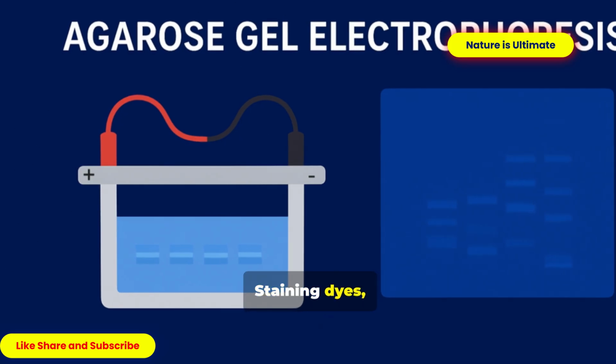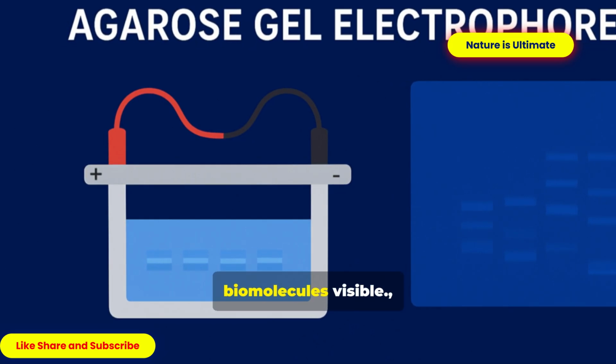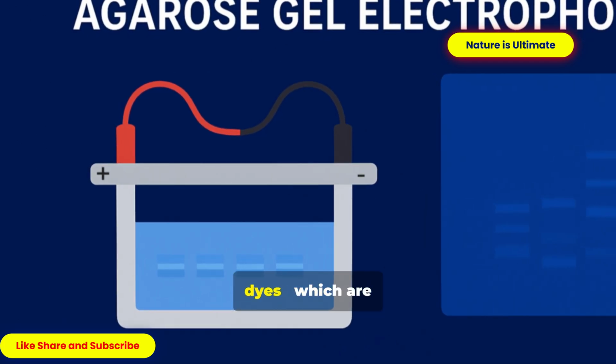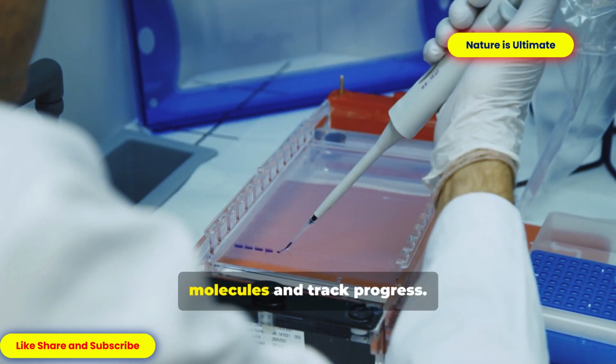1. Staining dyes, used after or sometimes during electrophoresis to make the biomolecules visible. And second, tracking dyes, which are added before electrophoresis to monitor the migration of molecules and track progress.